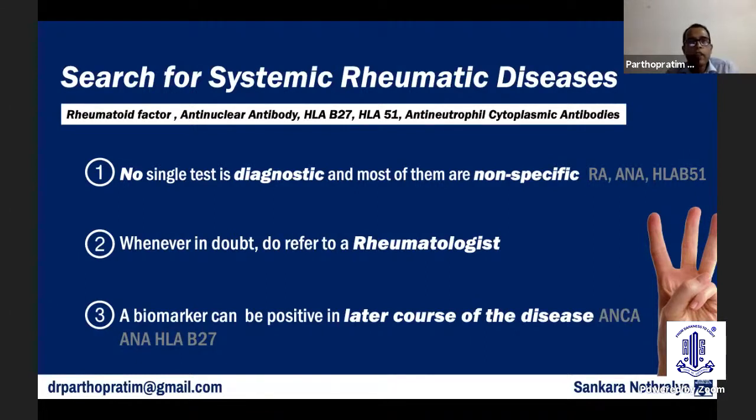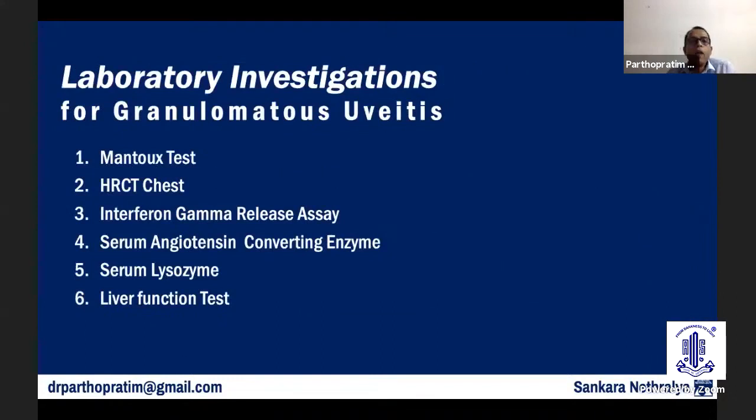The last but very important point is that a biomarker can become positive in the later course of the disease. It can be HLA-B27. You are thinking that it should be HLA-B27, but the marker is negative. You have to wait. It can become positive after a variable period of 3 to 4 years. Similarly, ANCA: it has been seen that in 30% of the patients, the ANCA test is negative till the later part of the disease. So it is very important to understand that this biomarker can be positive after a certain period of time. When it comes to investigating for granulomatous uveitis, usually I do want to test, because positive or negative, it aids in the diagnosis.